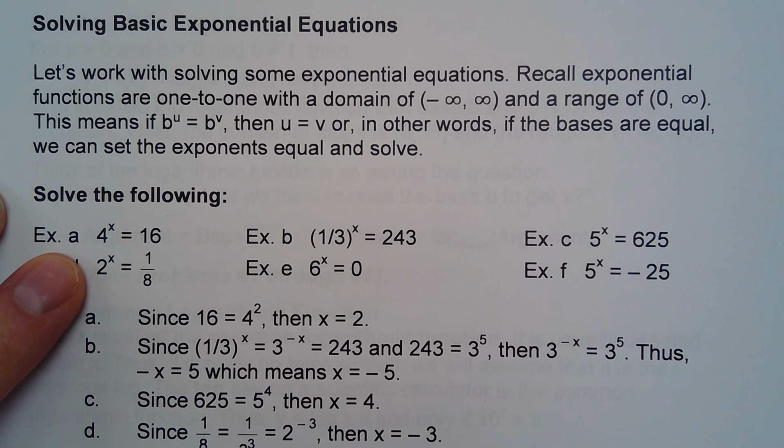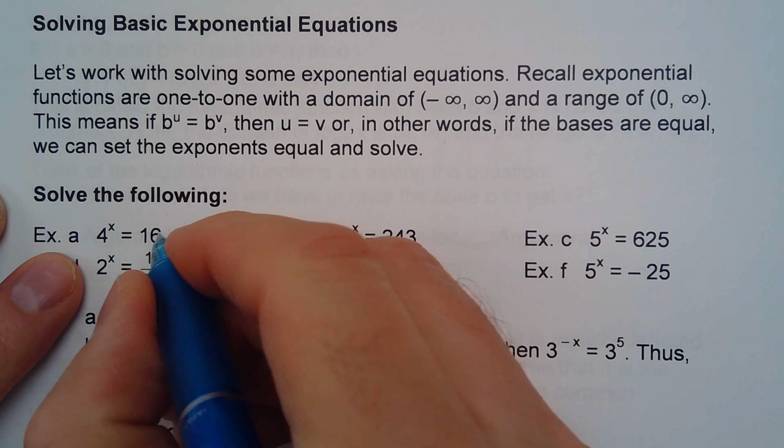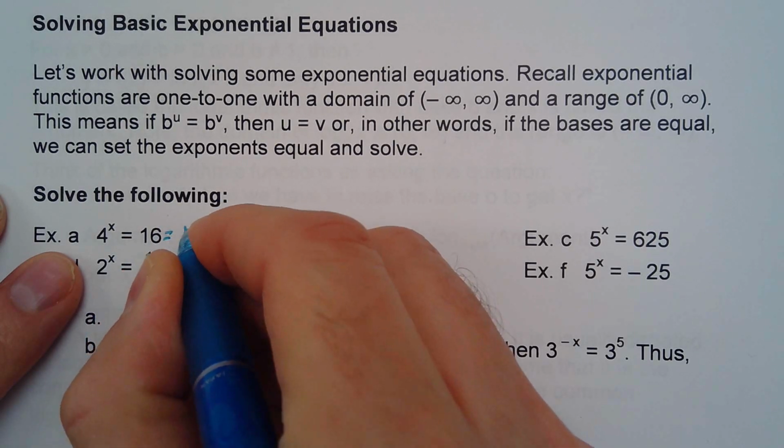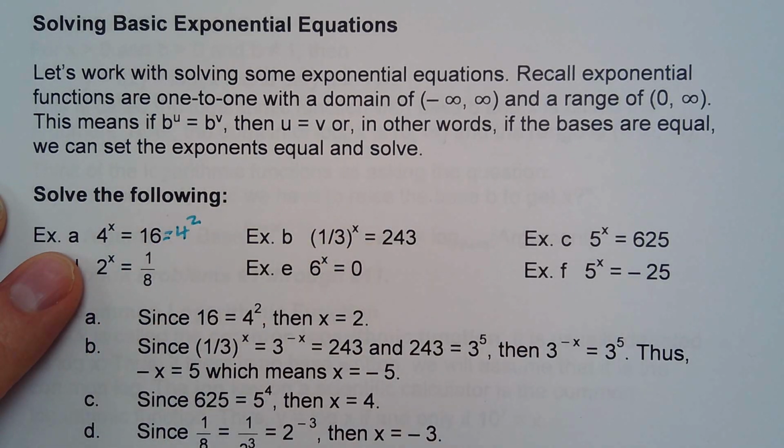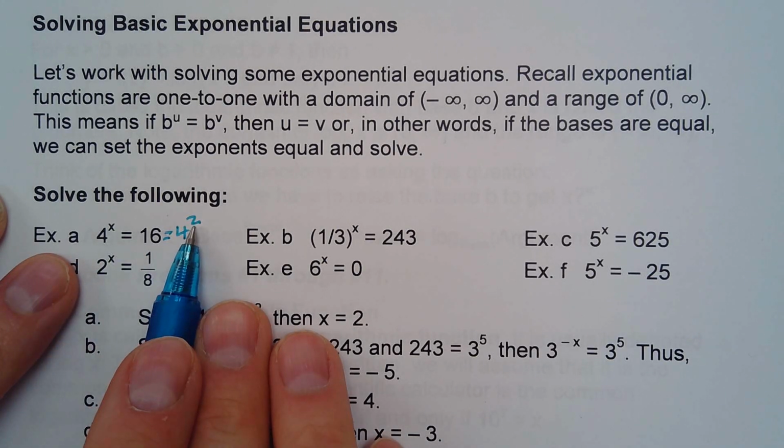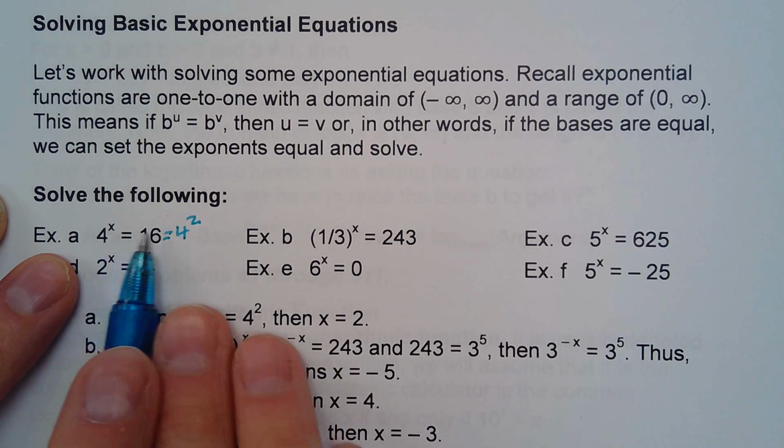I look at this, 4 to the x equals 16. I can rewrite 16 as 4 to the second. That means because exponential functions are one-to-one, x has got to be equal to 2.